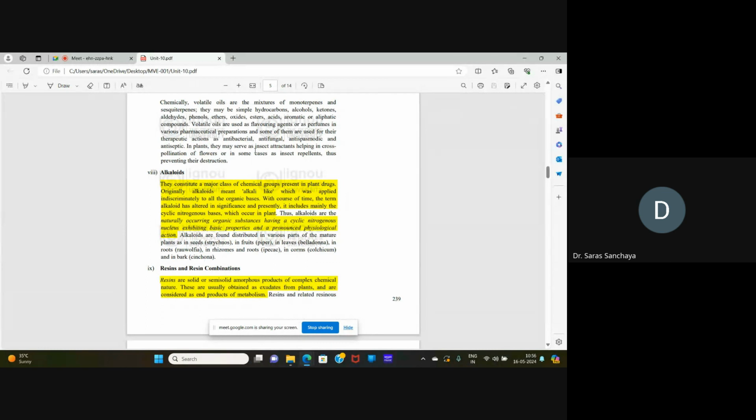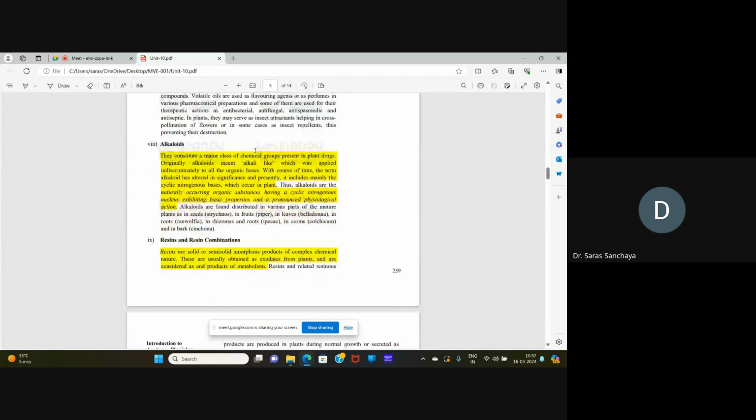a pronounced physiological action. Alkaloids are found distributed in various parts of mature plants: in seeds like strychnos, in fruits like piper, in leaves like belladonna, in roots like rauwolfia, in rhizomes and roots of ipecac, in corms of colchicum, and in bark of cinchona.